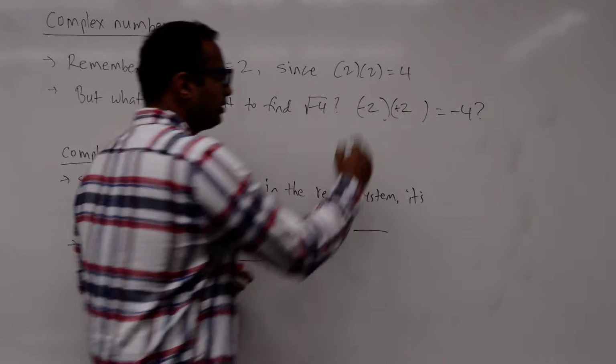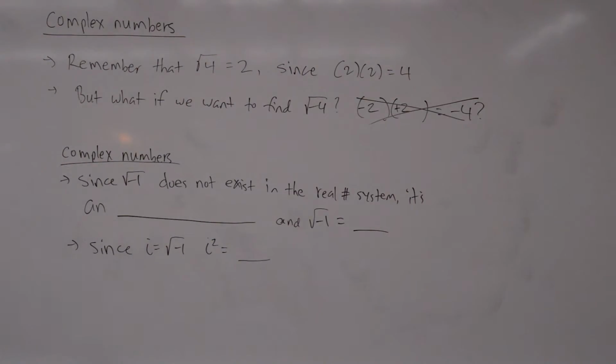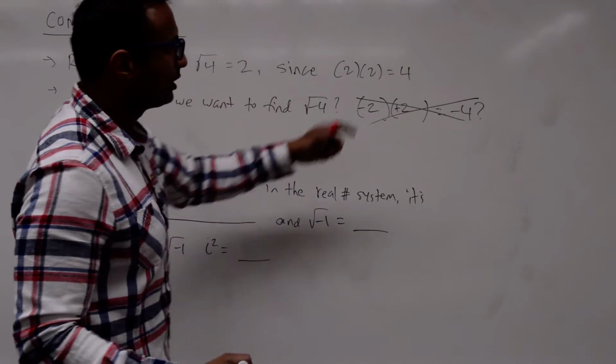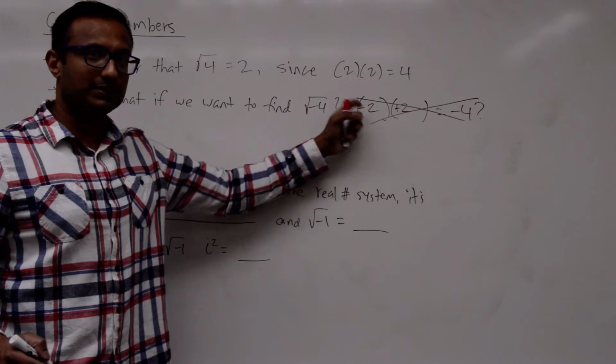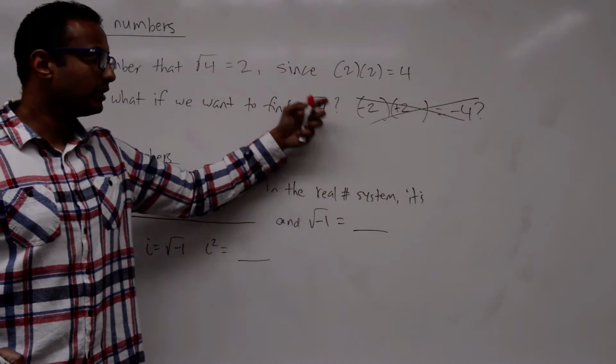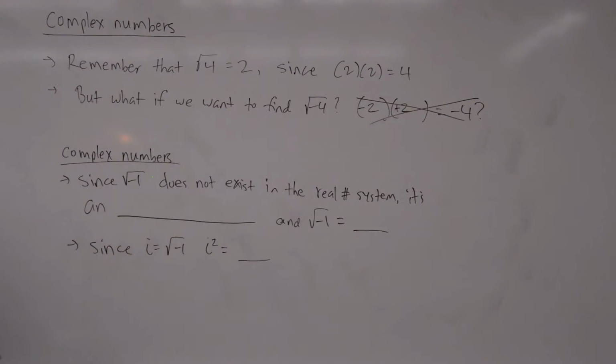So the root of negative 4 doesn't exist, because no number multiplied by itself will give you negative 4. That's the closest you get, but that's not the same number. So the square root of negative 4 doesn't exist because negative 4 doesn't have a square root.